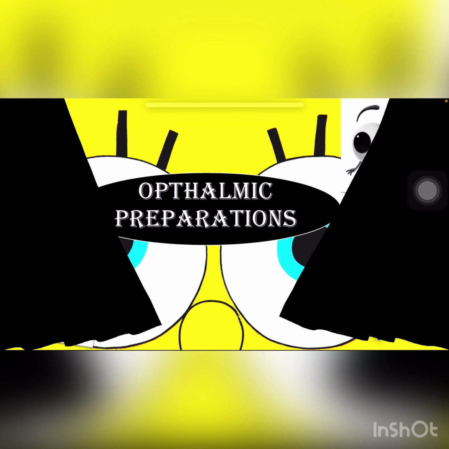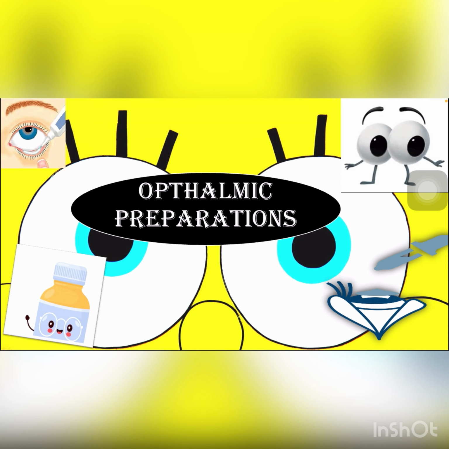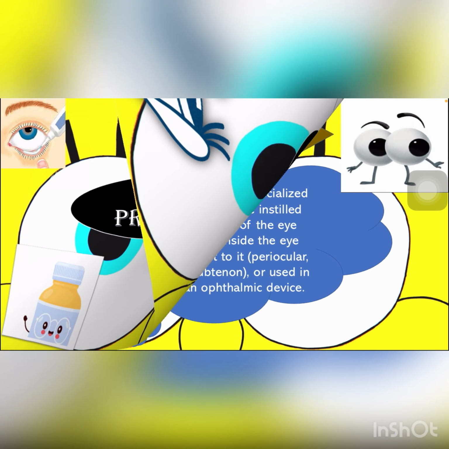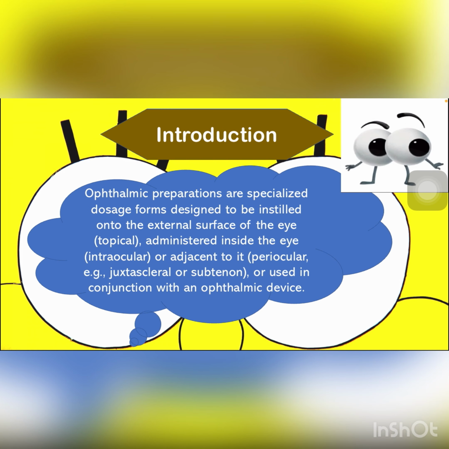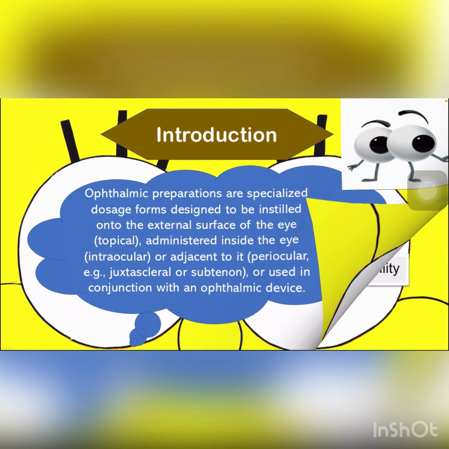Hello everyone. So today we are going to discuss the topic ophthalmic preparations. So first, what is an ophthalmic preparation? They are specialized dosage forms designed to be instilled onto the external surface of the eye, that is topical, or administered inside the eye, that is intraocular, or adjacent to it, that is periocular. Examples are juxtascleral or subtenon, or used in conjunction with an ophthalmic device.